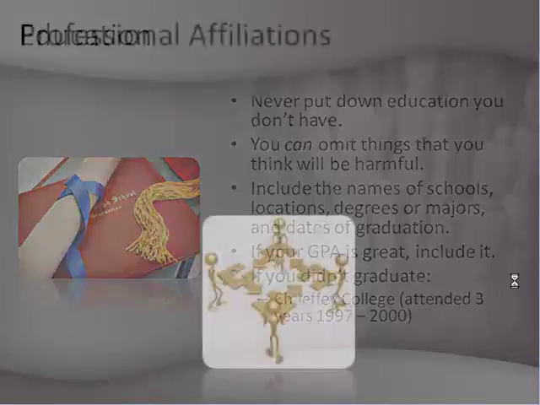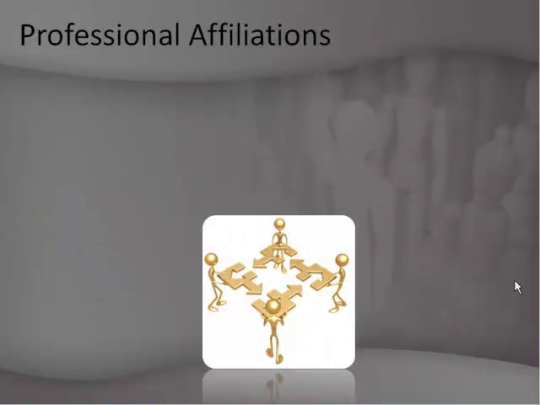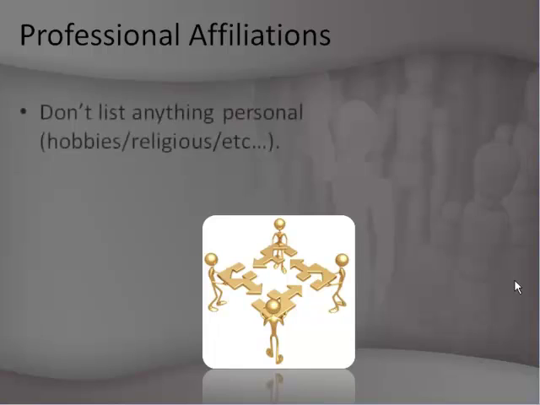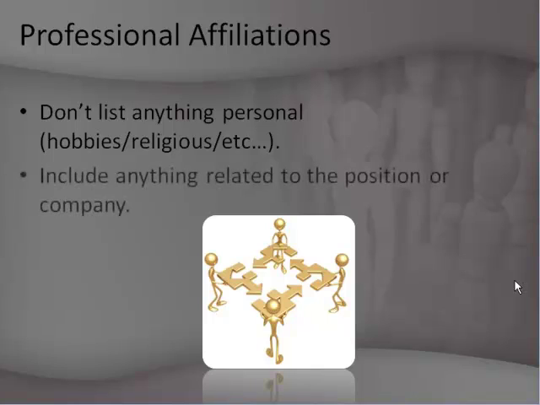Next up is professional affiliations. All those dues that you've been paying? Well, they're finally going to help you out. First off, don't list anything that's personal. It's not going to help you one bit, and it's very likely that it could hurt you. So no hobbies, no religious affiliations, nothing like that. Include anything that is relevant to the position or the company. If you're applying for a graphic design position, you'd want to put on there that you're a member of the National Association of Photoshop Professionals, for example.